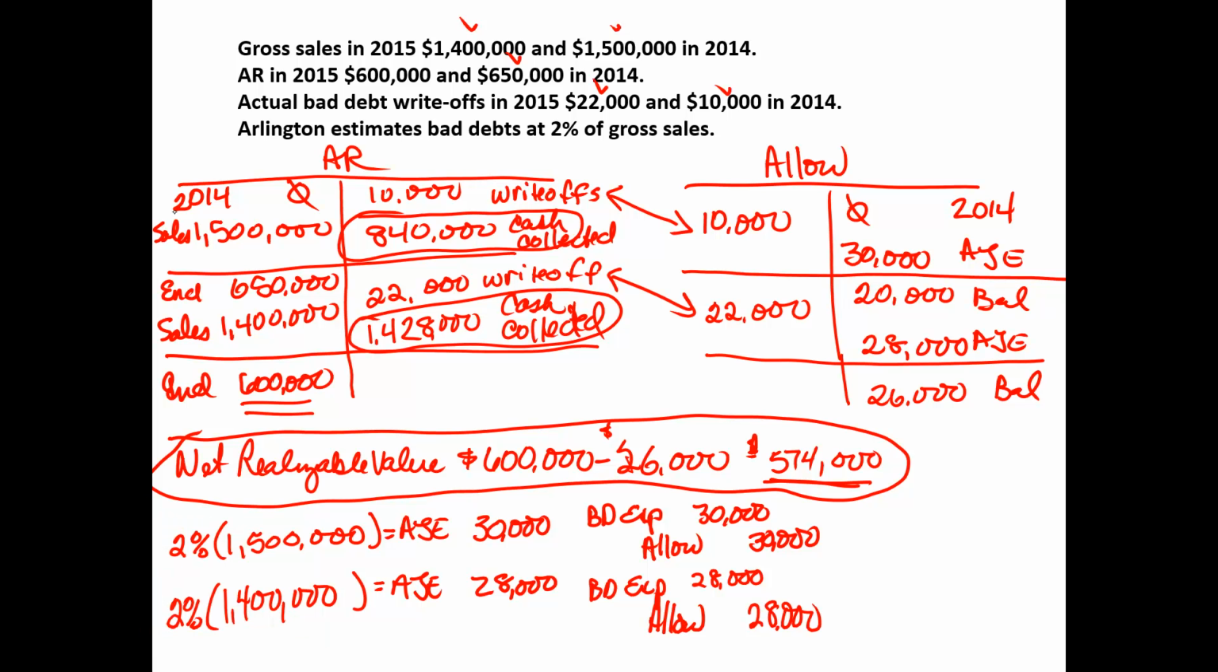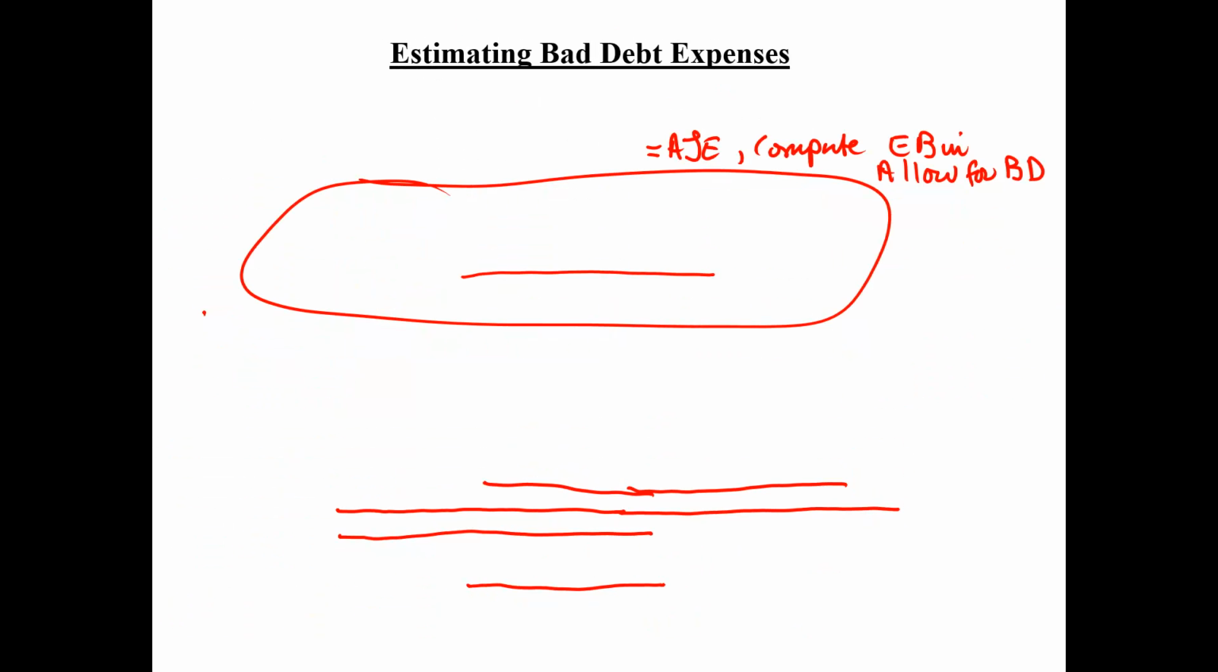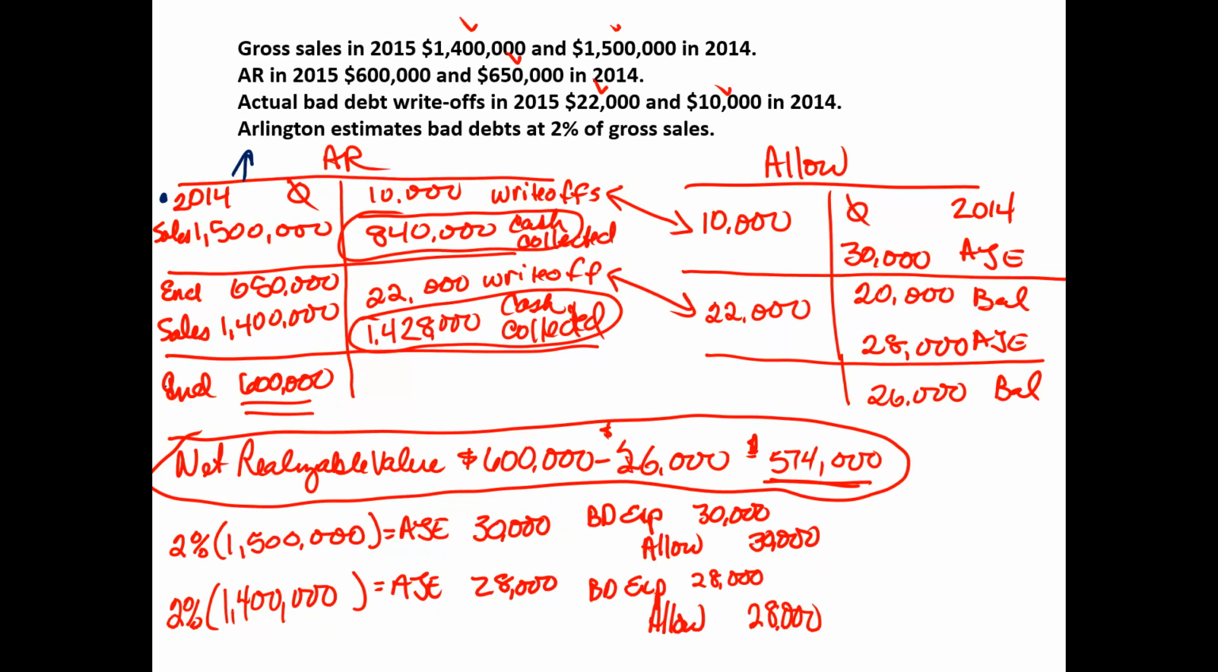First off, the beginning balance is 0 in 2014 because it was a brand new company. During the year, we increased accounts receivable because we had sales of 1.5 million. We had write-offs of $10,000. And we had an ending balance of 650,000. Because they gave us those numbers, we could back into how much cash was collected if we wanted to.